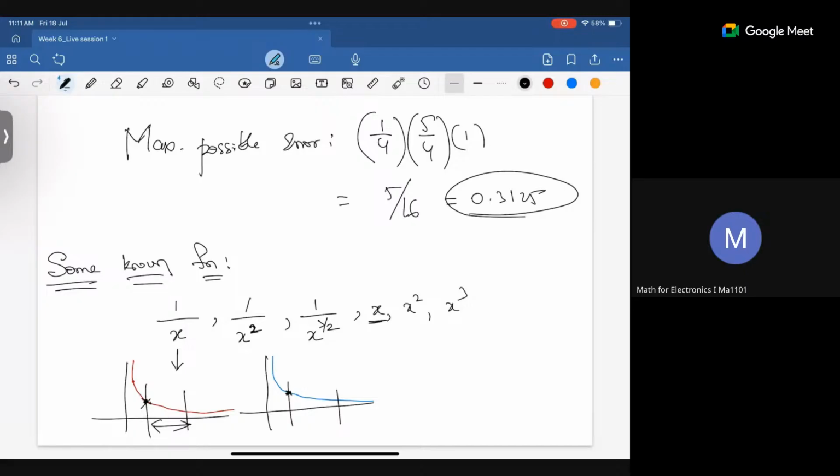Whereas coming to functions like x square, x cube, the rightmost point will get the maximum value. Very good. So x is simply like this, x square we know will be like this, and x cube will be like this. Now we can see, you choose any interval, the rightmost point attains the maximum. If the interval contains 0, we can't find the maximum possible error for this function.